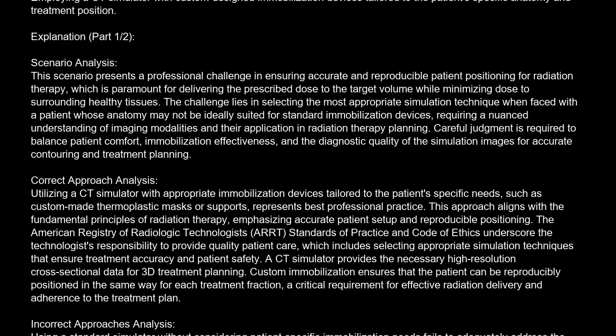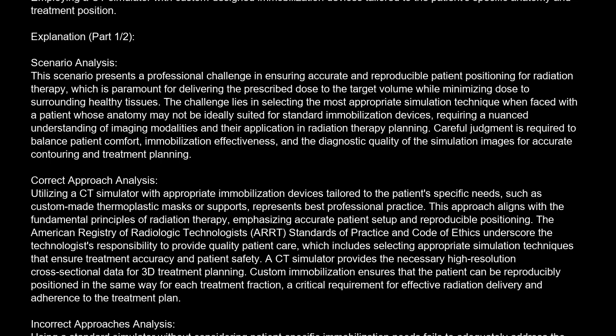Utilizing a CT simulator with appropriate immobilization devices tailored to the patient's specific needs, such as custom-made thermoplastic masks or supports, represents best professional practice. This approach aligns with the fundamental principles of radiation therapy, emphasizing accurate patient setup and reproducible positioning. The American Registry of Radiologic Technologists, ARRT, Standards of Practice and Code of Ethics underscore the technologist's responsibility to provide quality patient care, which includes selecting appropriate simulation techniques that ensure treatment accuracy and patient safety.